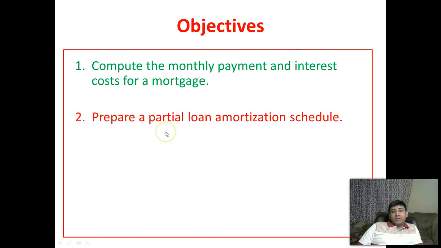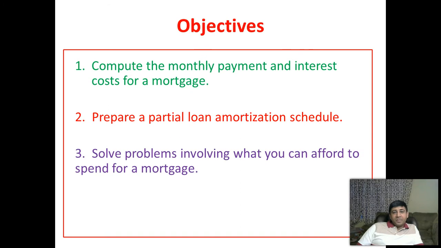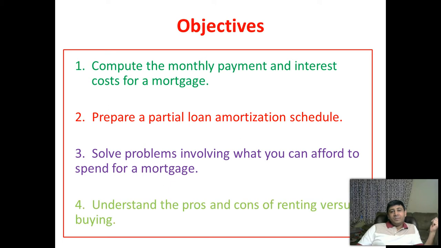We will look at how to make a mortgage table, an amortization table, a schedule for a loan. And we will look at problems: what you can afford to spend on a mortgage, and what you can afford to spend on other expenses, such as other credit liabilities and all that. We will also look at some general pros and cons of renting versus buying.